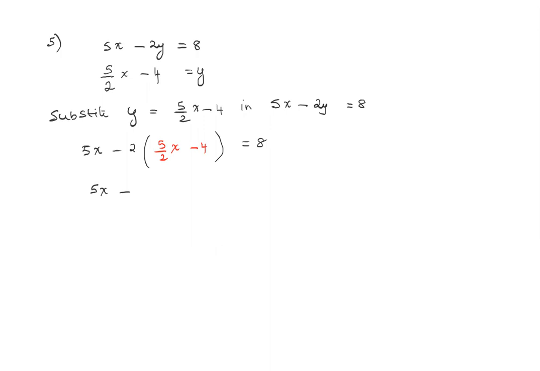So now distribute the 2. So I get negative 10 over 2x plus 8. Negative 2 times 5 is negative 10. So we get 5x minus 5x plus 8 equal to 0. So we get 8 equals 8, or we are getting an identity. That means you have the same number on both sides. That means we are going to have infinitely many solutions.